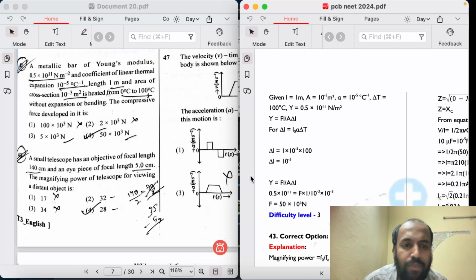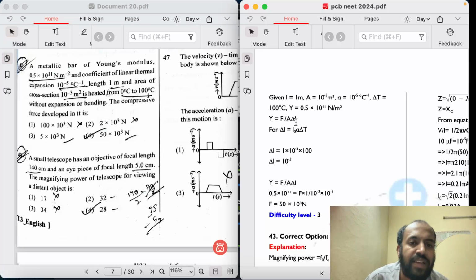And our aim is to find out what is the force. So that means I need to find out what is this F. So if you adjust your formula, you can take this crosswise. What are the unknowns? Let's see. Y, Young's modulus, is provided. L is the length that is given. A is the area that is again provided, 10 to the power minus 3, and then delta L.